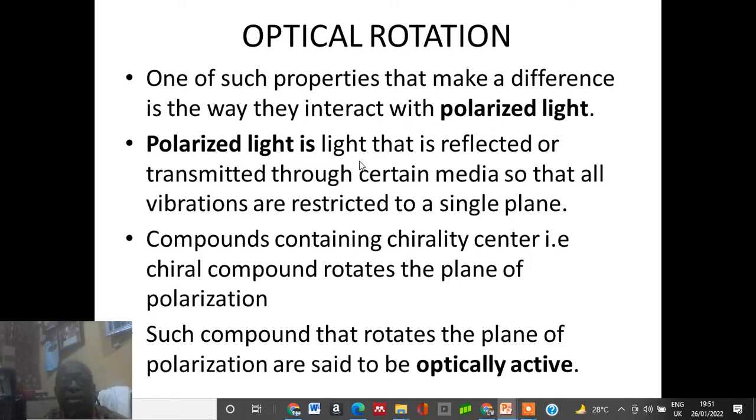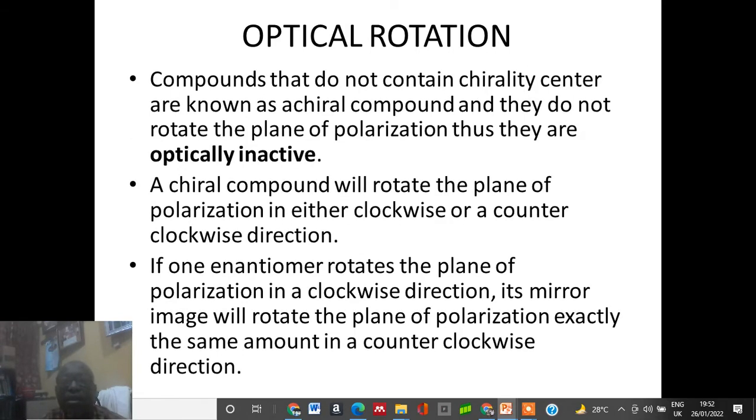Polarized light is light that is reflected or transmitted through certain media so that all vibrations are restricted to a single plane. Compounds containing a chirality center, in other words, chiral compounds, rotate the plane of polarization. Such compounds that rotate the plane of polarization are said to be optically active. Compounds that do not contain a chirality center are known as achiral compounds, and they do not rotate the plane of polarization. Thus, they are optically inactive.